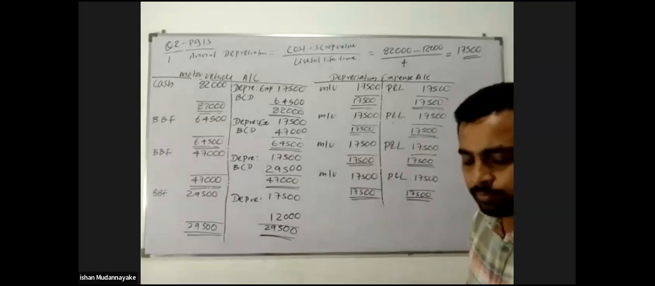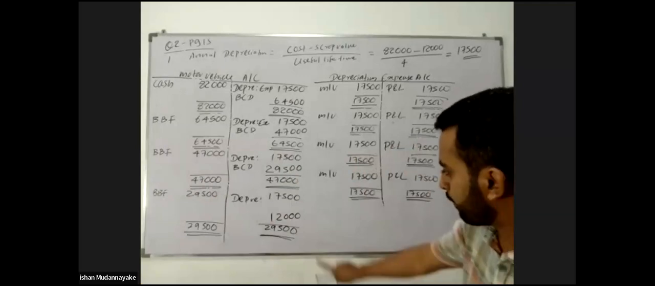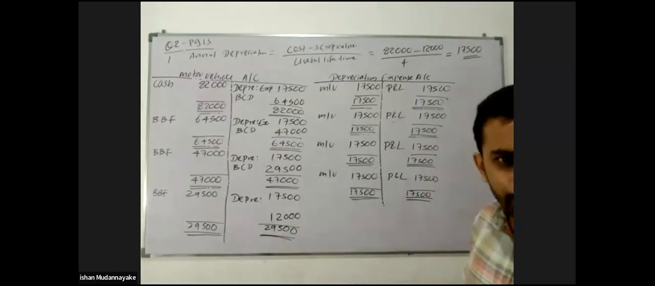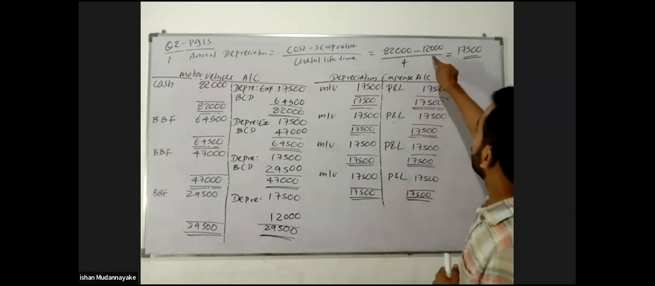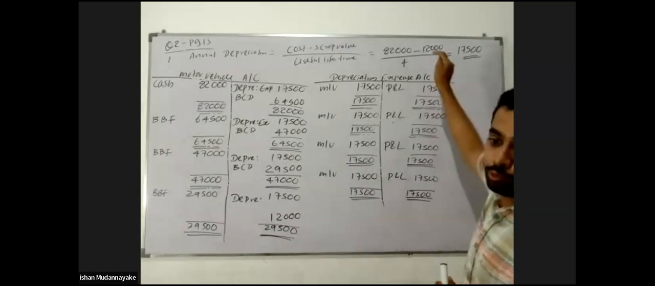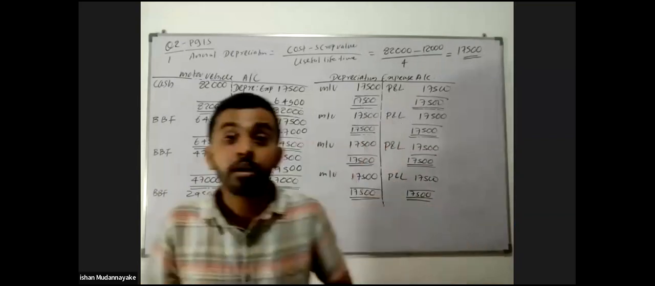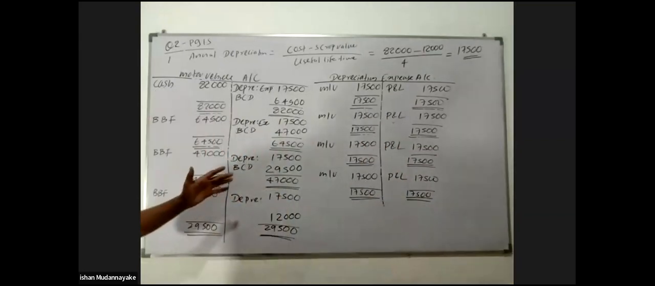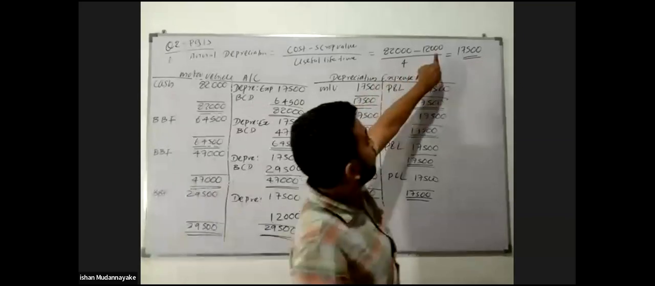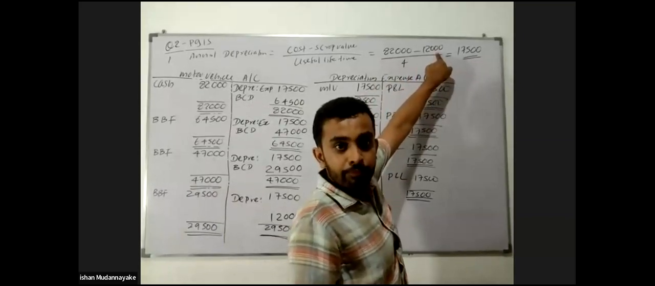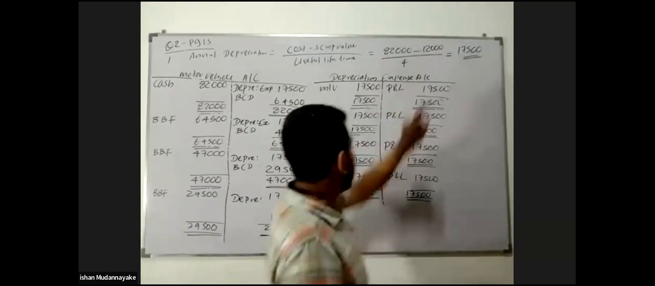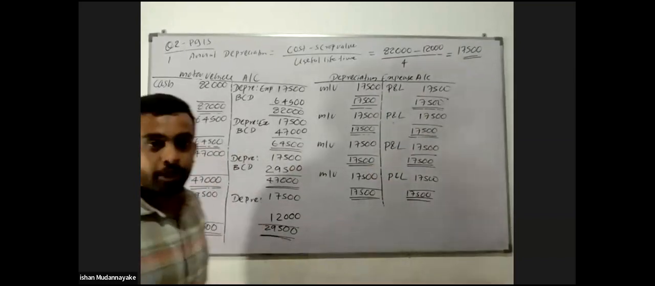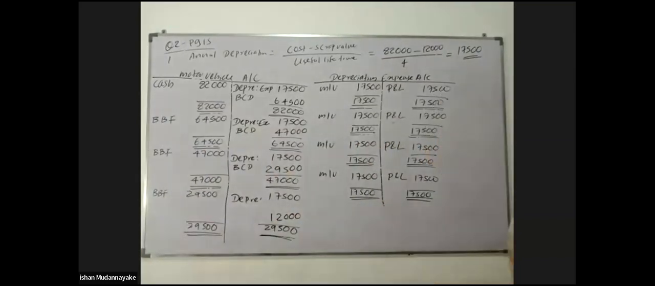What is this 12,000? This 12,000 is scrap value. Residual value. After the useful lifetime, we can sell this motor vehicle for 12,000. Scrap value 12,000. Remaining balance 12,000. Now you can sell this motor vehicle for 12,000.